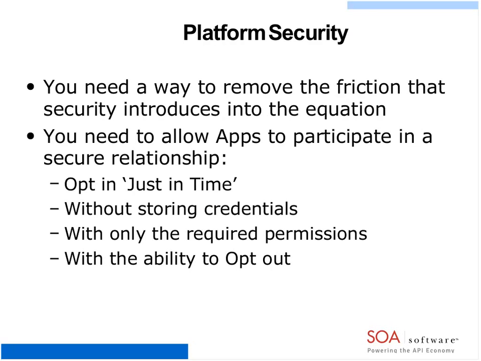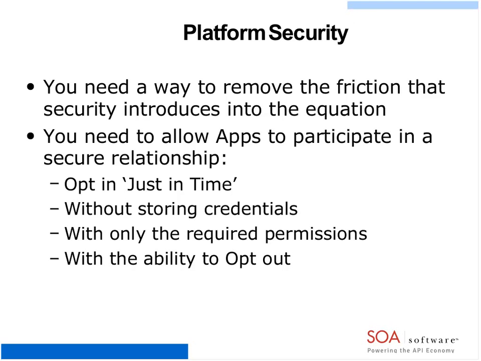You want people to be free to build and adopt apps. So you need to allow the apps to participate in a secure relationship. People need to be able to opt into the sharing of private data and confidential information just in time. In other words, you need to be able to build an app without having to worry about it. And only when the end user is actually committed and starting to use your app, only then do they opt into sharing their confidential and private information. So it doesn't slow down, A, the adoption of the app, or B, the actual app development.